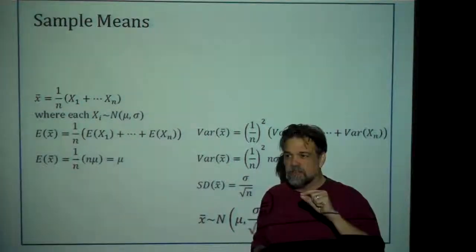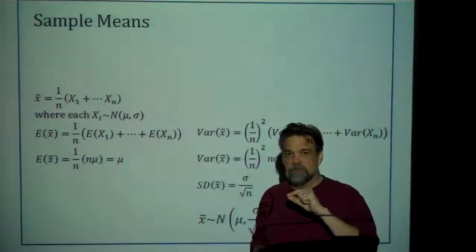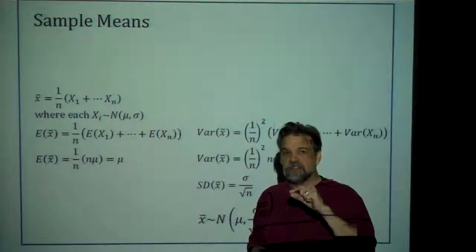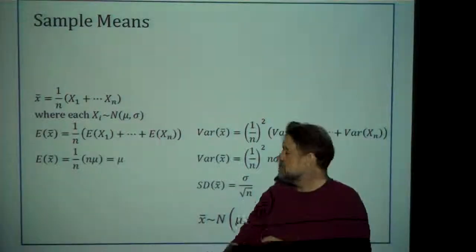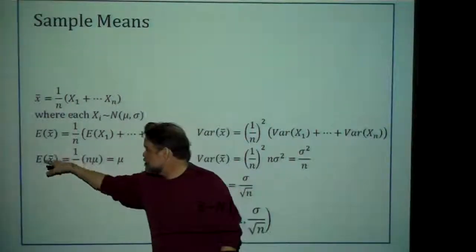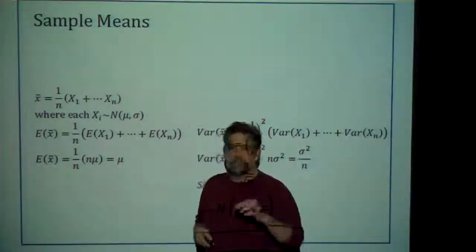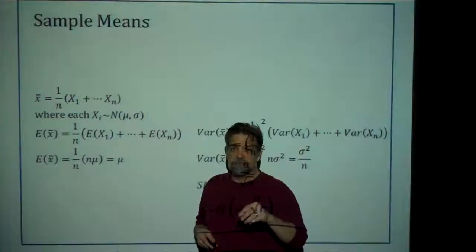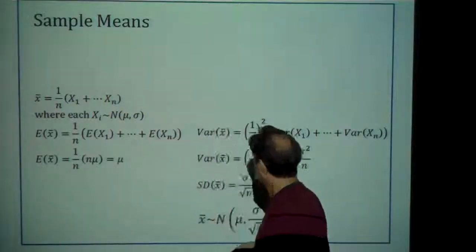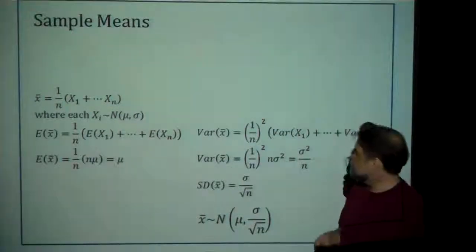X bar is our sample mean. It's the estimator of what mu is. The expected value of the estimator should be the thing that it's estimating. Okay? There's actually a term for this. It's called an unbiased estimator. Okay? Now, let's look at the variance of X bar.